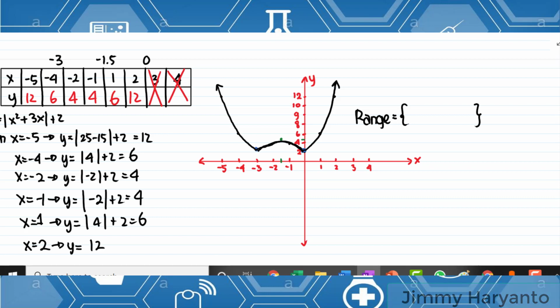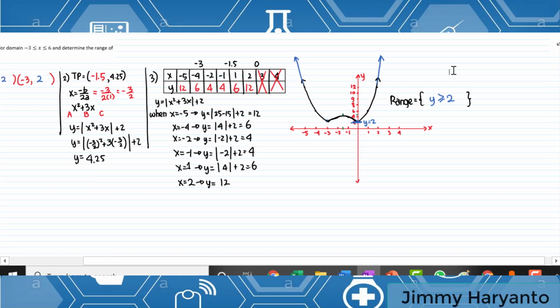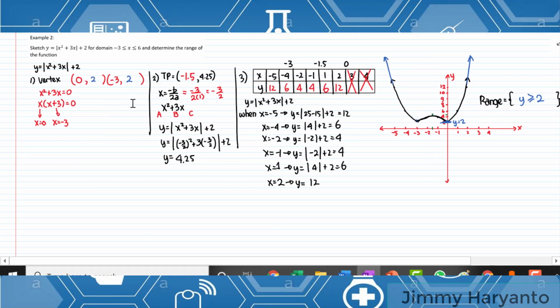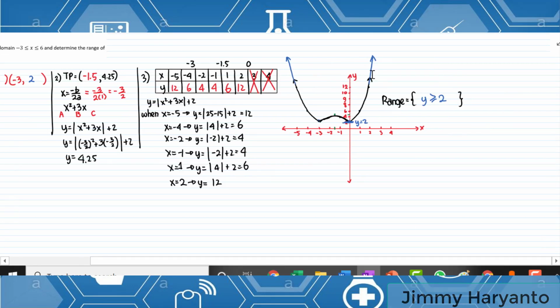The bottom part touches y equals 2. So we can say y is greater than or equal to 2 because the graph continues upward. So y is greater than or equal to 2. That is the range of the function. Like that, guys, it's easy, right? You have to follow the steps and then you can draw it.